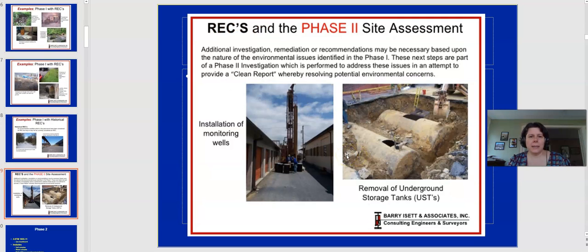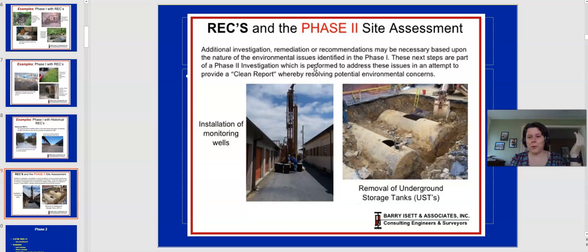And then you go and assess it, which is our Phase 2, where you actually go out and install monitoring wells. You remove the underground storage tanks. You actually are doing an investigation. After you do the Phase 1, you can get to a Phase 2, where you can look at the site. The next steps are part of Phase 2, which is performed to address the issues in an attempt to provide a clean report.